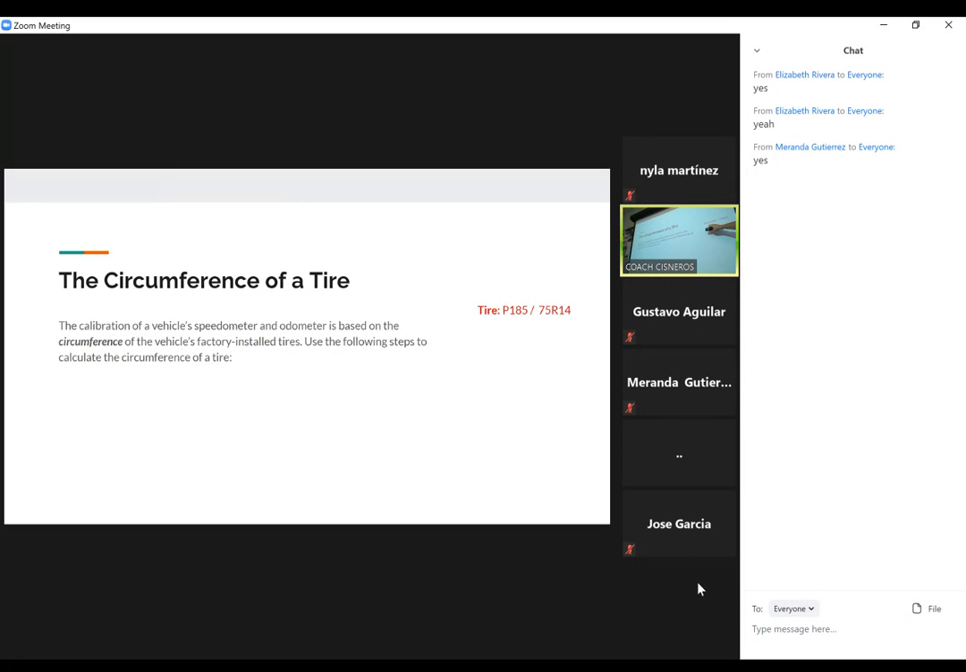Here's the tire code. Okay, 185. There's our width of the tire. 75 is my percentage of my height to my width, and this is a 14-inch rim. It's a small tire, a really small tire.